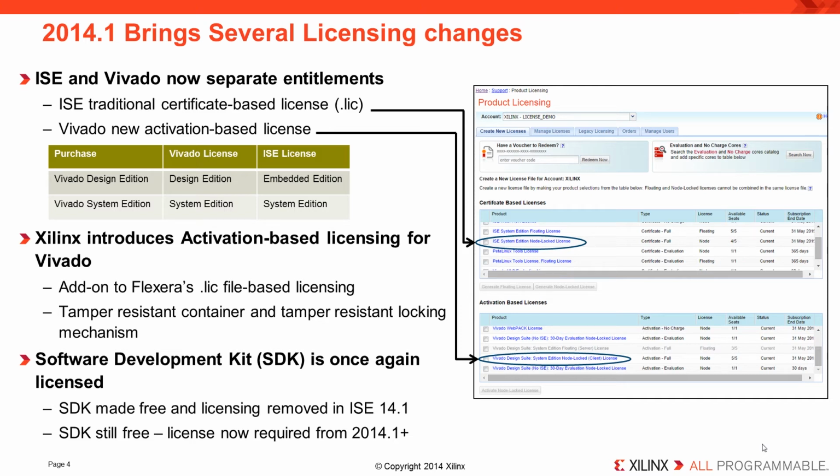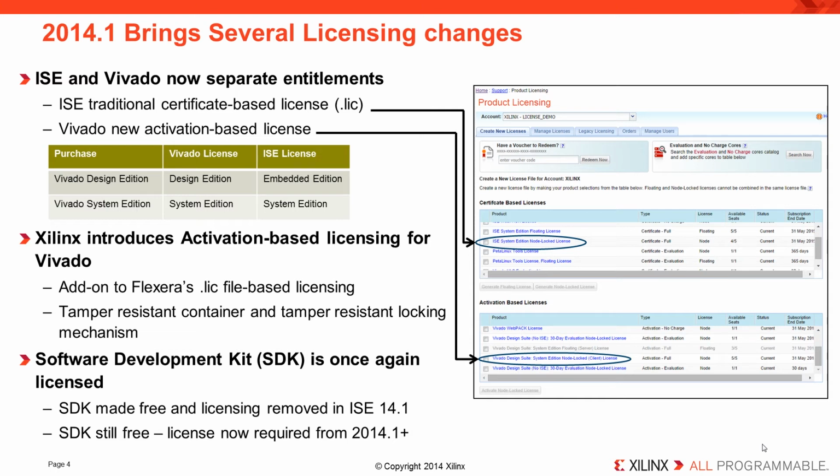The first is your ISE license, which now contains just ISE components and is the traditional .lic style certificate-based license that we've always had with ISE. ISE is not changing its licensing style. For Vivado, new licenses purchased after 2014.1 launched are now activation-based licenses. And these will show up here in the lower section of the Xilinx product licensing website.